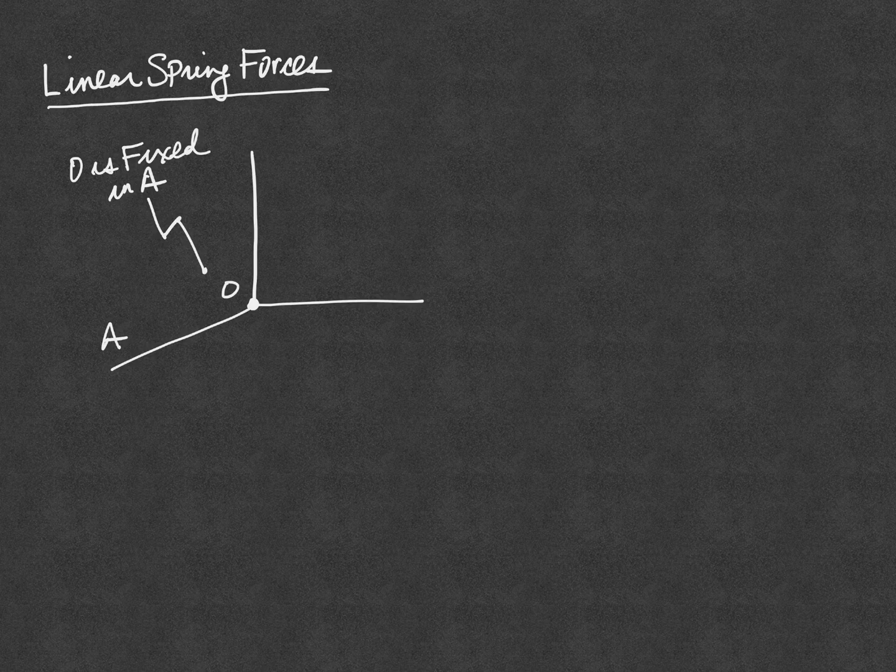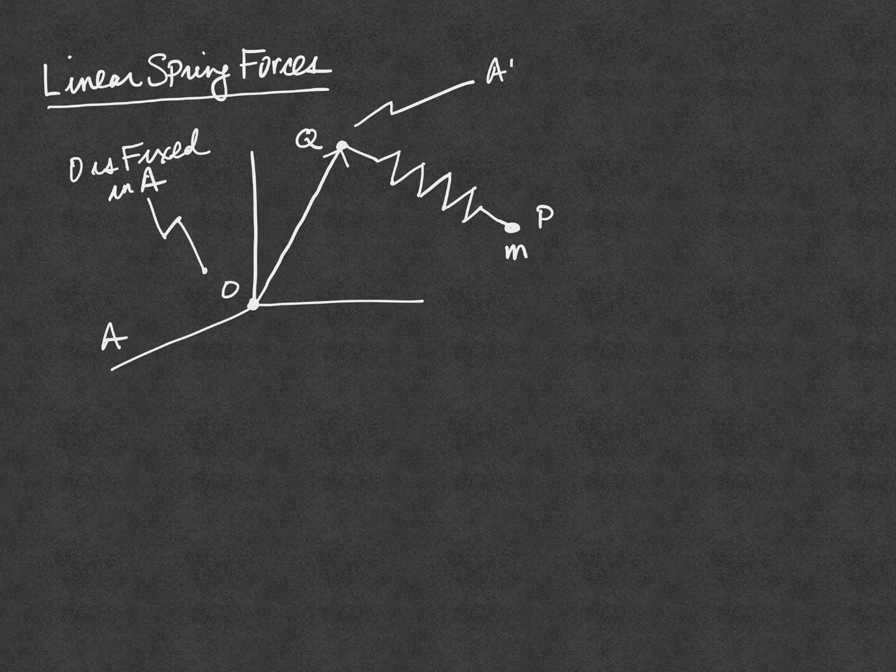Now, the linear spring is shown schematically as follows. First, I have a point which is at one end of the spring. I'm going to call this point Q. And then I have the spring itself. So here's the spring. And then at the other end of the spring is the particle. That's the particle that has mass m. And this point Q is what's known as the attachment point of the spring.